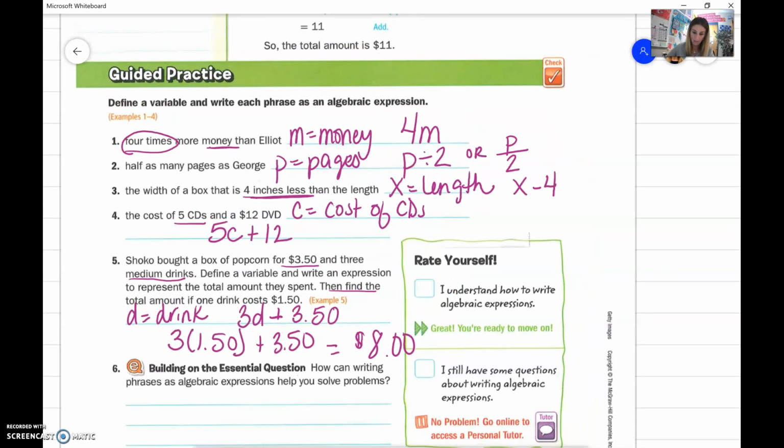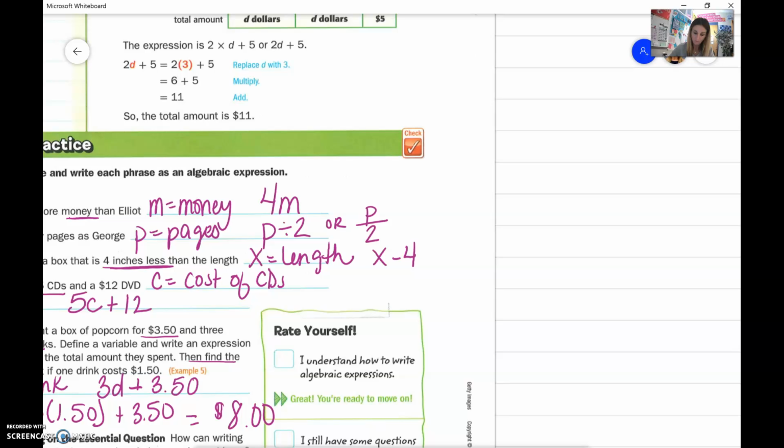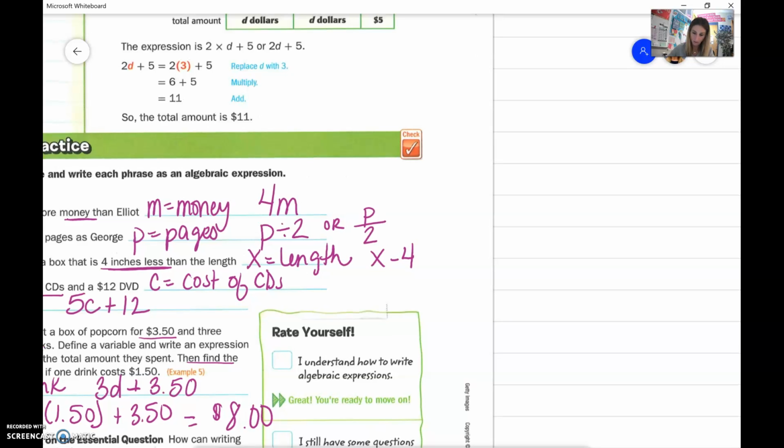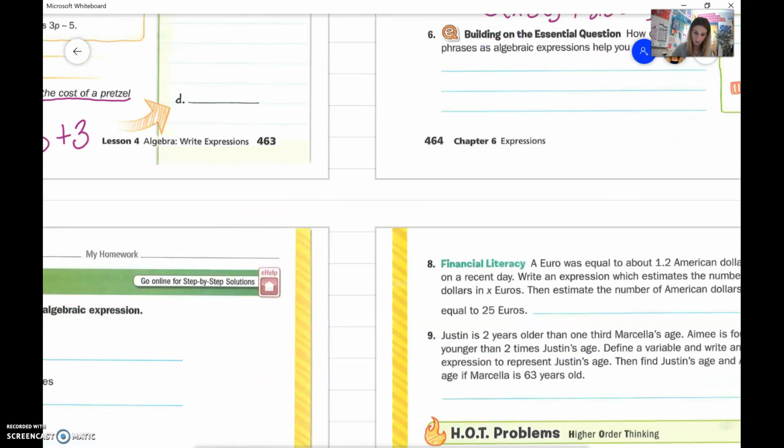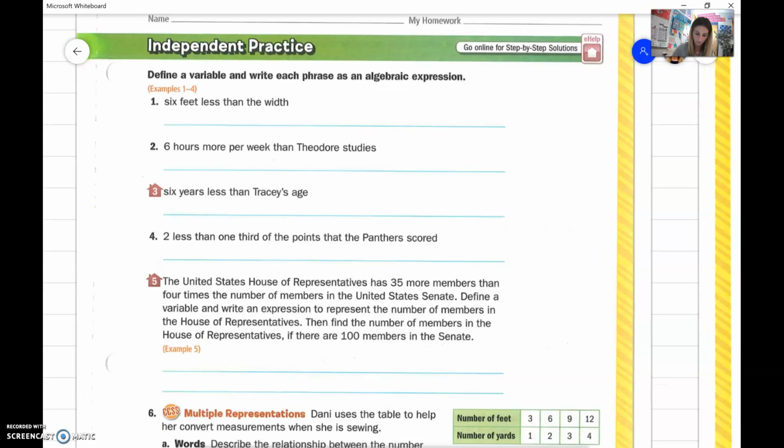Okay, all right, let's come down here. We're going to do a couple more example problems if my thing is going to let me. It doesn't like me right now. It's kind of acting up. Okay, so let's go to the next page, 464. We're just going to do a few of these.